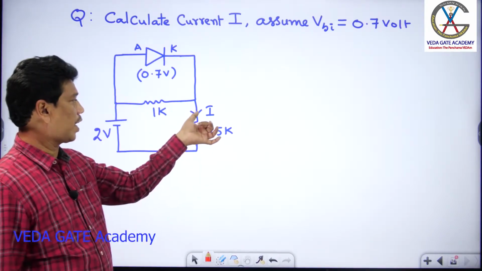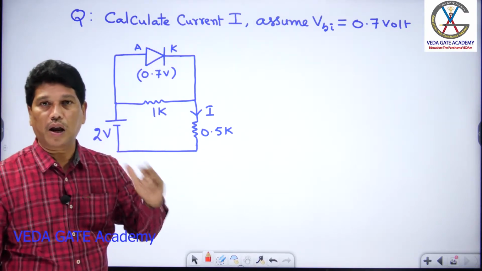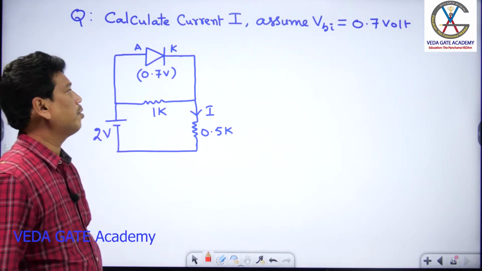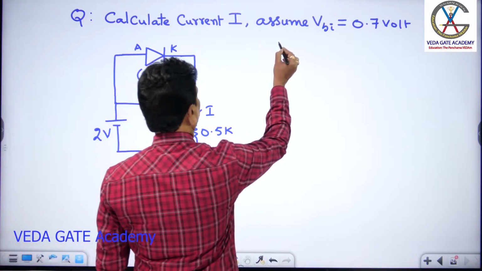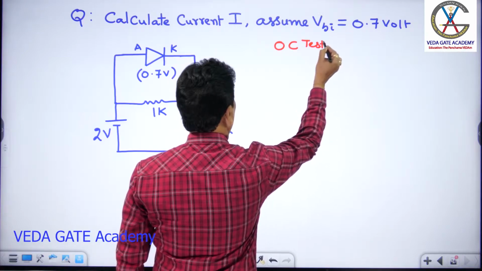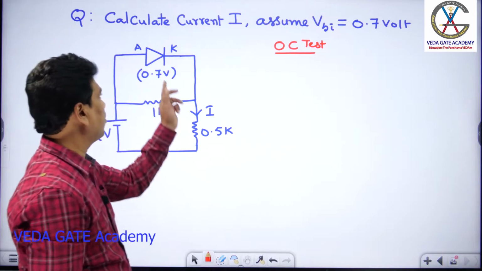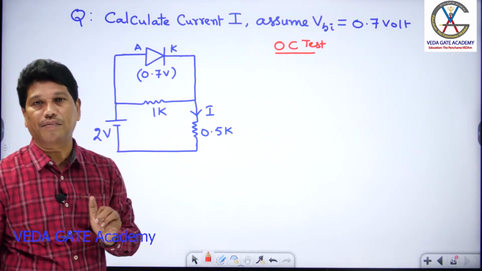So now I need to calculate this current. For that, first I need to know whether the diode is on or off here. So now I can apply the OC test, the open circuit test. That means, according to the OC test, the diode should be assumed to be off. Now I can test this diode under the off condition.